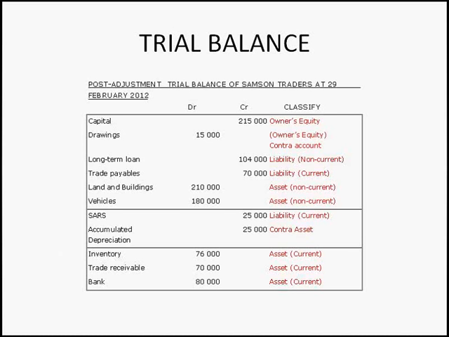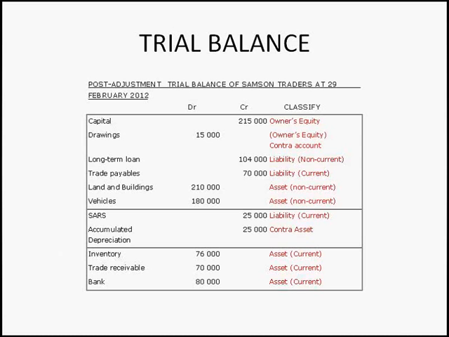Capital. Capital is seen as owner's equity. Drawings is also seen as owner's equity, but remember that it's a contra account because it reduces the value of capital, and that's why I've put it in brackets so that you can remember that it's an amount that must be deducted from owner's equity.